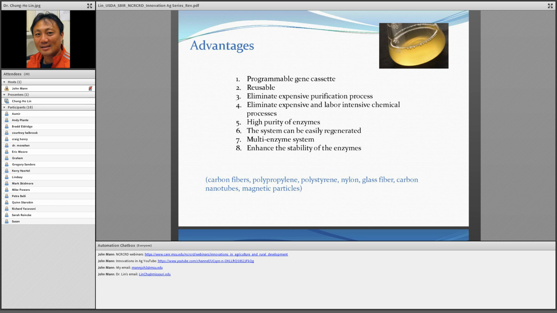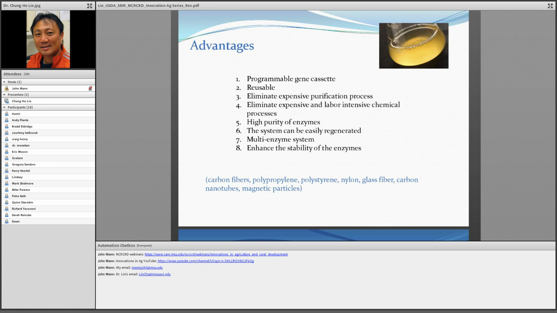Many of you might not know what an enzyme is for. An enzyme is basically a bioactive molecule. It can catalyze a chemical or biological reaction, but the enzyme itself will not be consumed by the reaction. That means the enzyme is more like a biological catalyst. It catalyzes the chemical reaction, and we can reuse the catalyst over and over again.